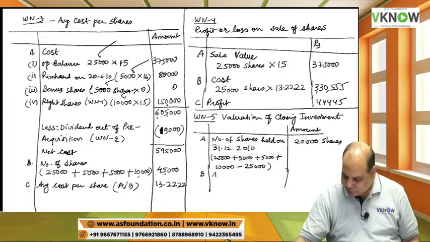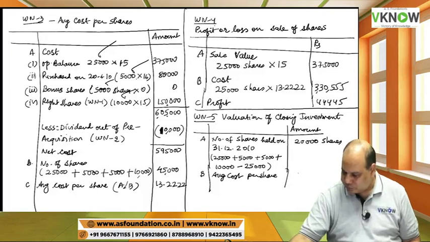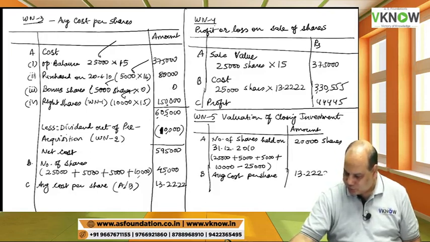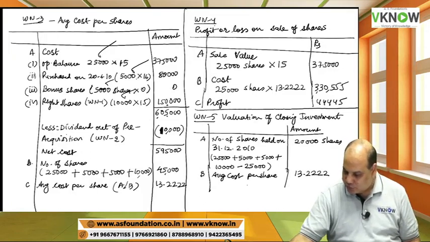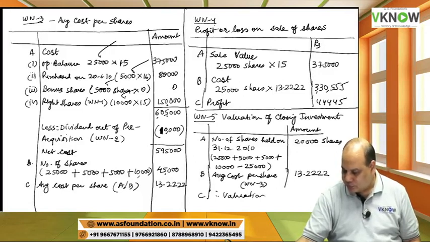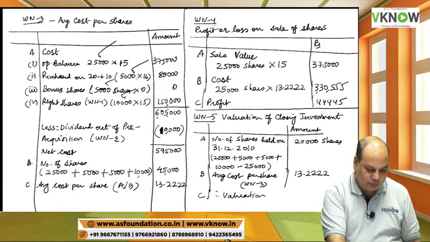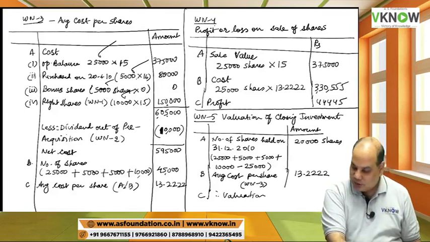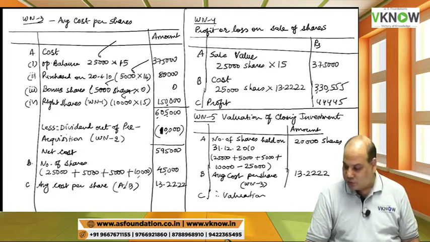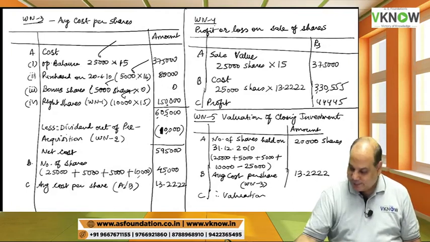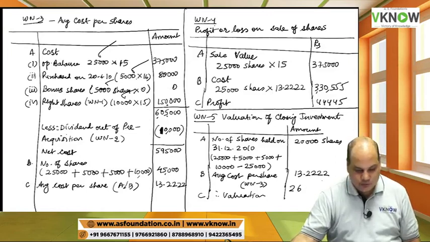B, average cost per share is 13.2222. This has come from working note 3. Therefore, valuation is 20,000 into 13.2222, equal to how much? Is equal to 2,6.